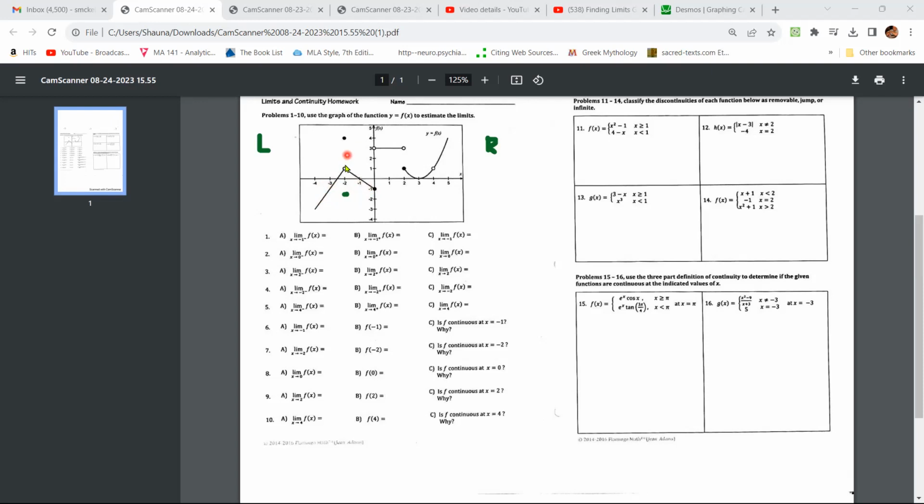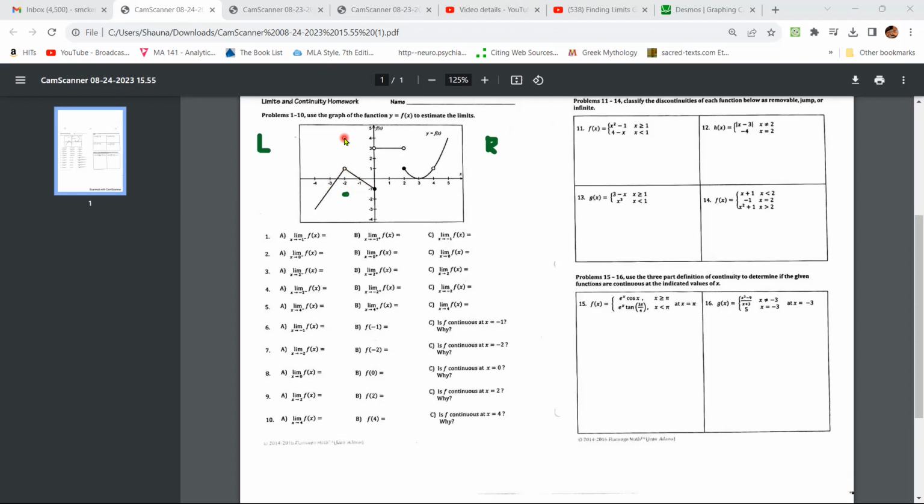Black dot. But f of x would be 4, right? So this is discontinuous, but not because the limit doesn't exist. Right here, they're just asking you about the limits, okay? So be a little bit careful there. But technically, this is discontinuous at -2 because the value of the limit here doesn't match the value of the function at that point.